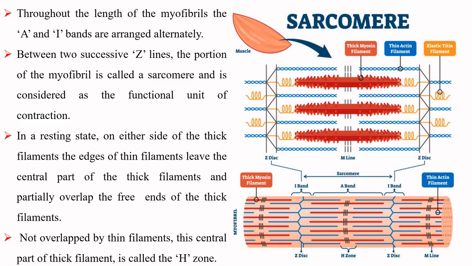Throughout the length of the myofibrils, the A and I bands are arranged alternately. Between two successive Z lines, the portion of the myofibril is called the sarcomere and is considered the functional unit of contraction. In a resting state, on either side of the thick filament, the edges of the thin filaments leave the central part of the thick filaments and partially overlap the free ends of the thick filaments. Not overlapped by thin filaments, this central part of the thick filament is called the H zone.